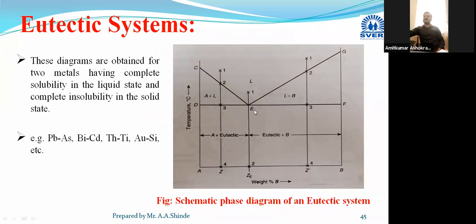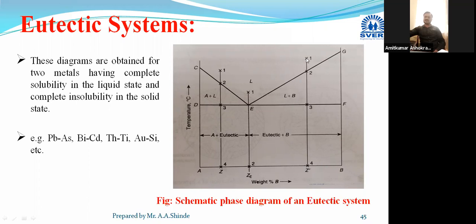Then, if the alloy has composition more than this Ze% of B, in this region, it will be termed a hypoeutectic alloy. Its cooling from liquid state up to room temperature, or solid state, is explained by considering an alloy with Z% of B, and it is shown by these points, from 1 to 4, from liquid state up to room temperature.